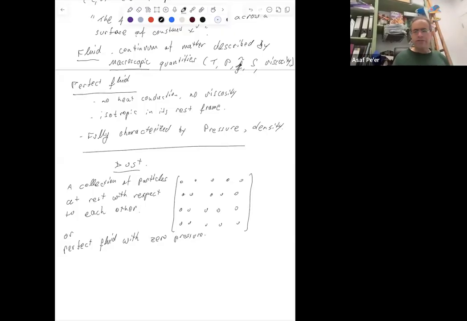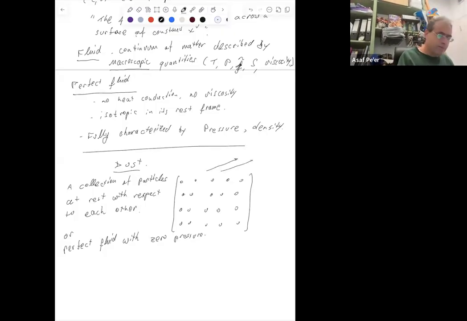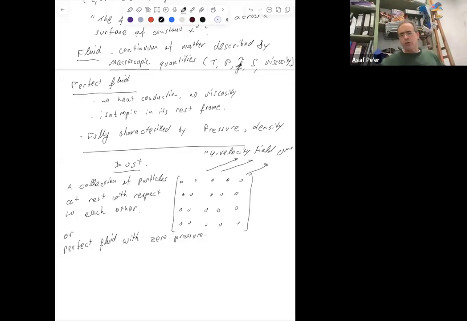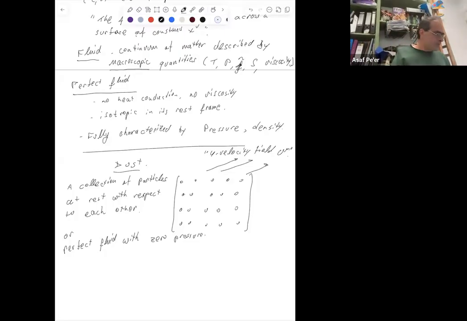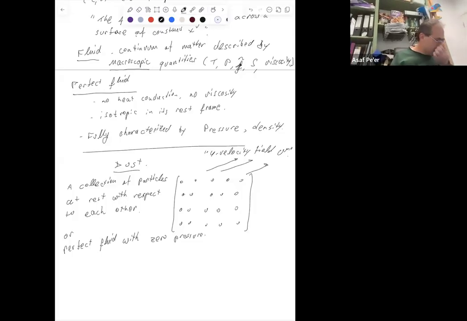Then we can imagine something like a 4-velocity field, u mu, which is defined over all space-time. So if I take the dust, they're all moving in the same way relative to me, all the dust particles. So the 4-velocity field is defined over the entire space-time.